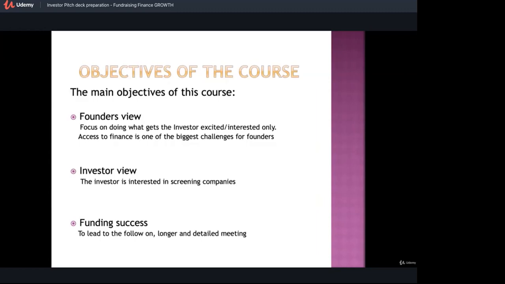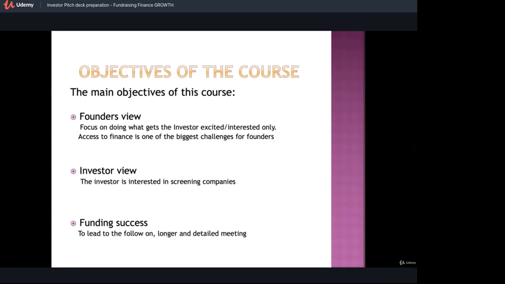Objectives of this course. The main objectives of this course are, firstly, the founder's view. It will focus on what the founder has to do in order to attract the best investor and investment. For this to occur, the founder must present the investor with a complete package. Also, there will be many other founders all aiming to get investment as well. This makes the process highly competitive, so you will need to present the investor with a package that stands out from and above the rest. This means you are investment ready.